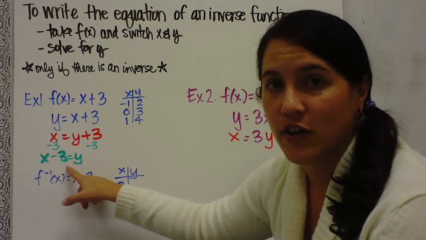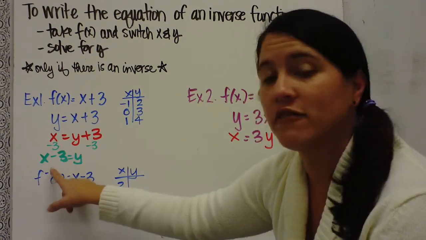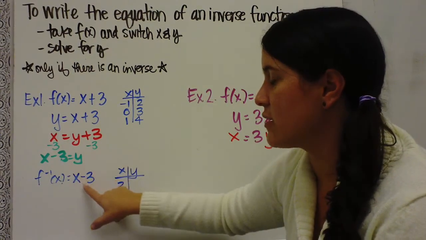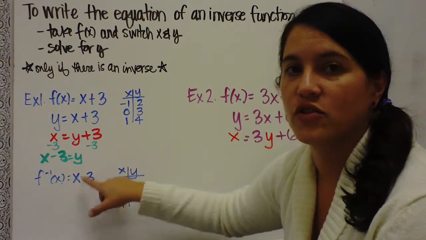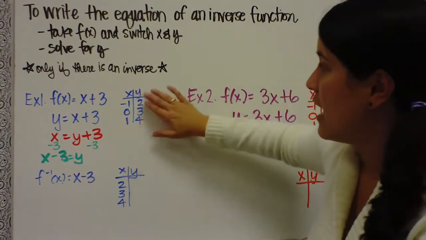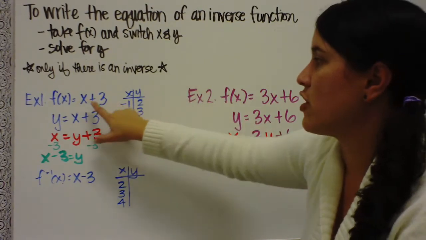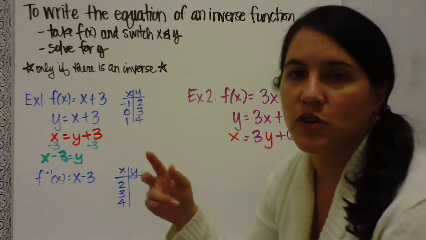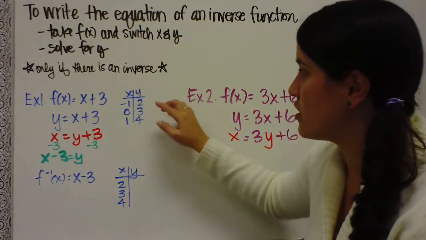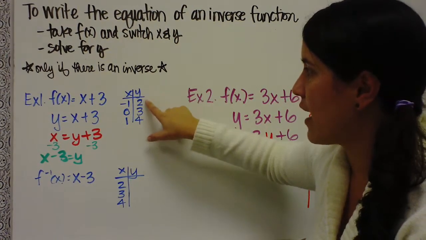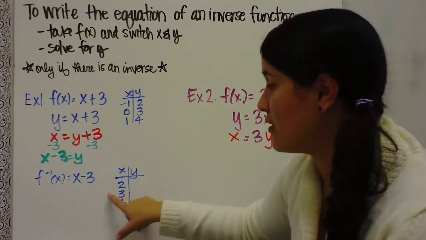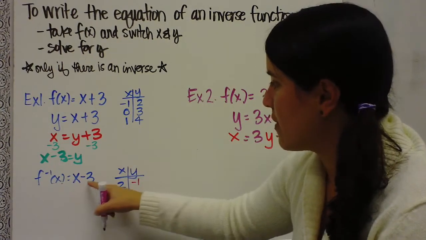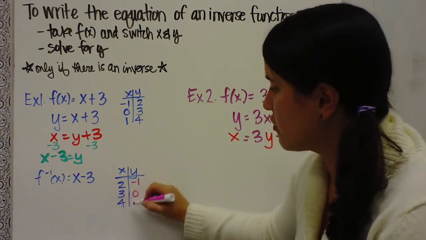To write it in inverse function notation, I'm going to write f inverse of x equals x minus 3. So you see x minus 3. You switch x and y, and you solve for y. Here's a table of values that I wanted to put in here. Negative 1 plus 3, 0 plus 3, and 1 plus 3. So I just want to show you how they really are inverses. They reverse each other. I took my range, 2, 3, and 4, and now it's my domain, 2, 3, and 4. So 2 minus 3 is negative 1, 3 minus 3 is 0, 4 minus 3 is 1.